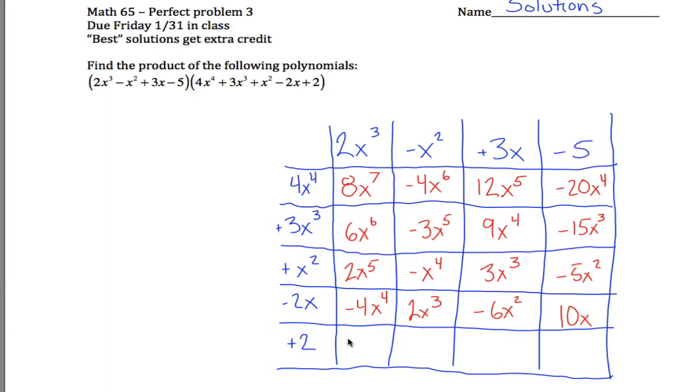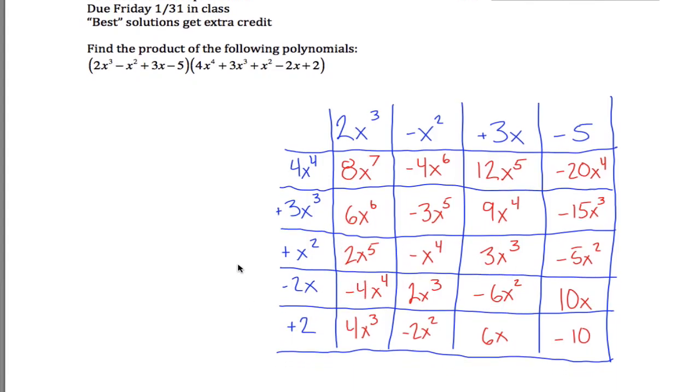And finally, 2 times 2x cubed is 4x cubed. 2 times negative x squared is negative 2x squared. 2 times 3x is 6x. And finally, 2 times negative 5 is negative 10. It's a pretty long problem. The good news is we're almost done. The bad news is we're not done.